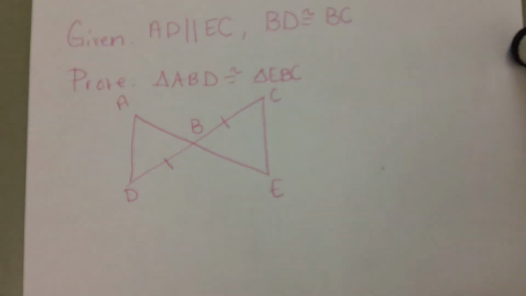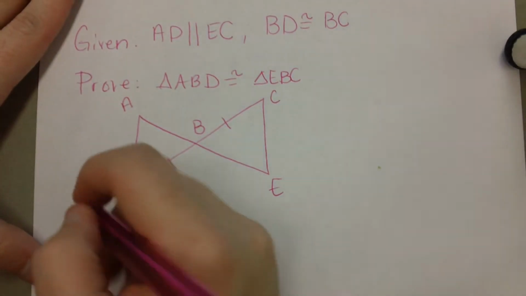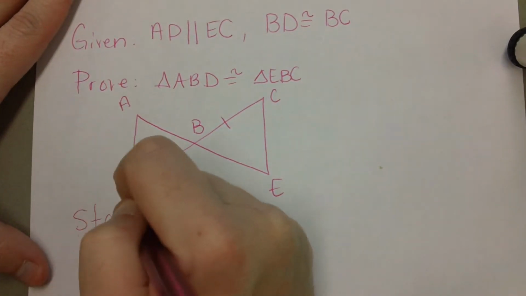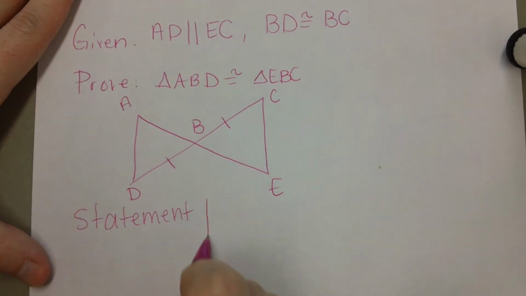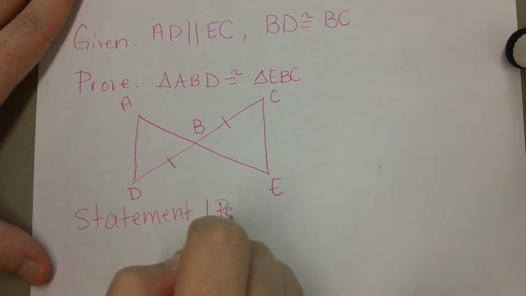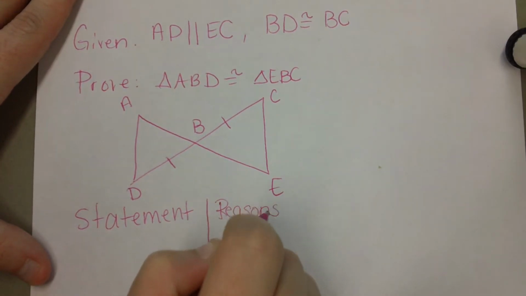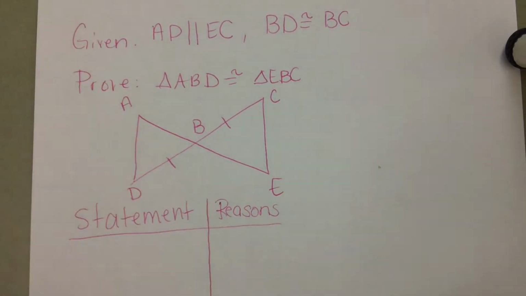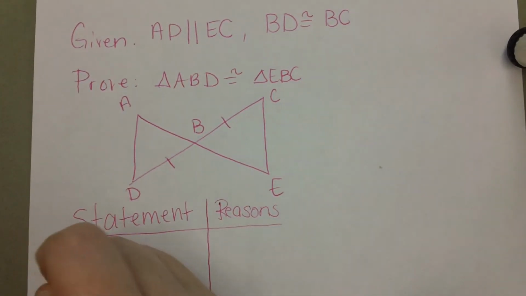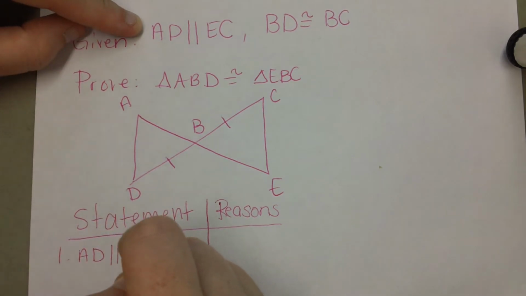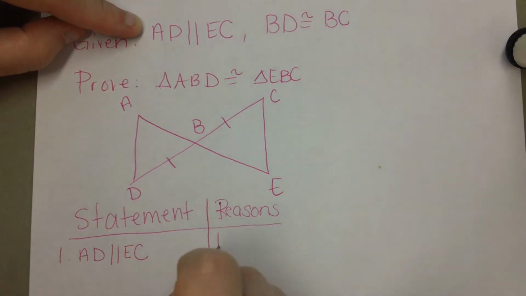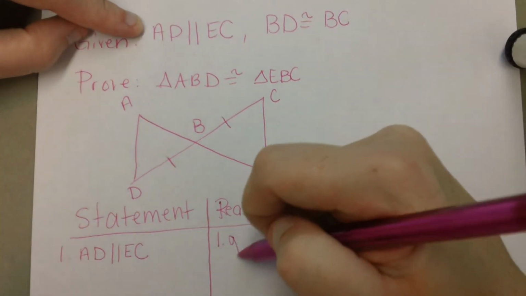So we're going to still continue using the two column method that we're used to. I'm going to start out with the statements on one side, and then I'm going to put the reasons on the other side. Thus the two columns. With any proof, we always start out with the given. So our first step is AD is parallel to EC, and over here in the reasons, it is given.